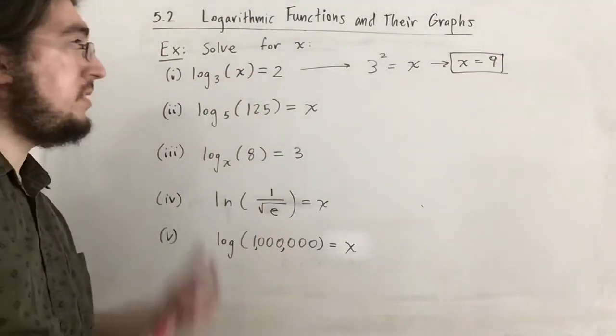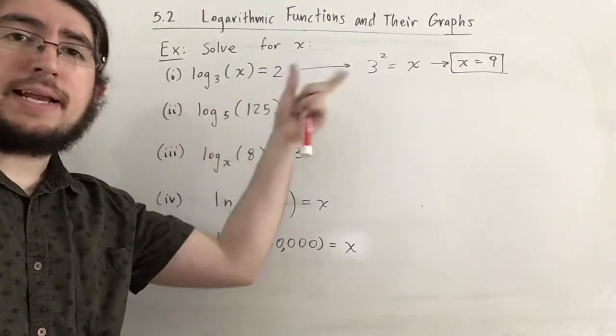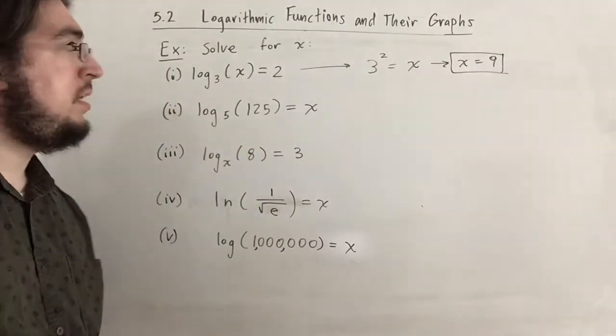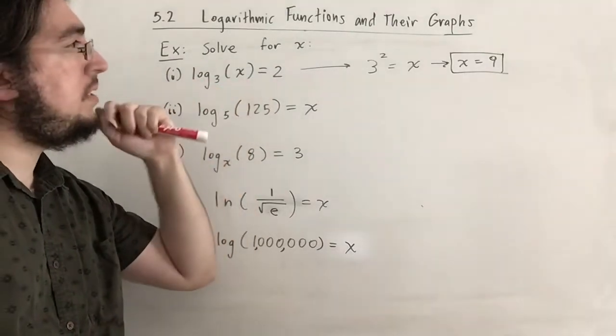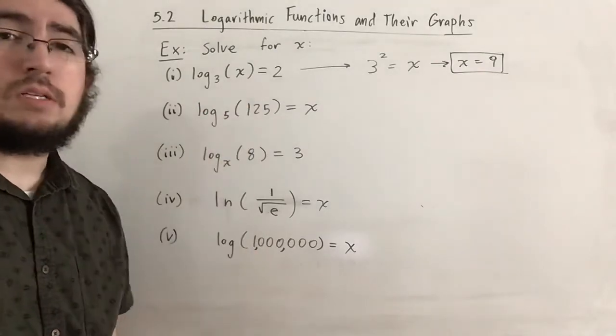So there we go. There's a nice way of using logarithms and converting between logarithmic and exponential form to actually evaluate certain logarithms. A nice consequence of this example is that log base 3 of 9 is equal to 2.